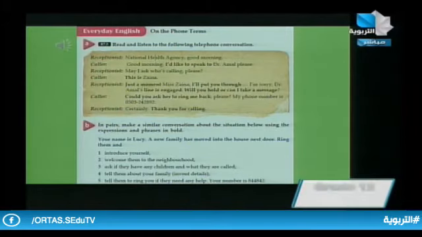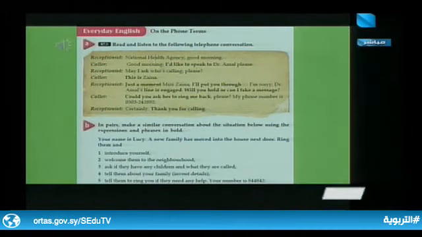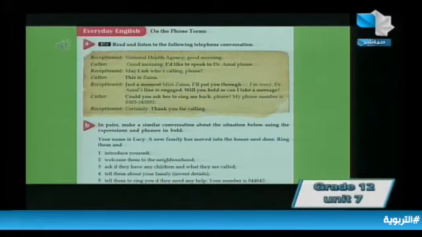Unit 7, recording 7.3. Read and listen to the following telephone conversation. National Health Agency, good morning. Good morning. I'd like to speak to Dr. Amal, please. May I ask who's calling, please? My name's Zaina. Just a moment, Miss Zaina. I'll put you through. I'm sorry, Dr. Amal's line is engaged. Will you hold, or can I take a message? Could you ask her to ring me back, please? My phone number is 0303 242 892. Certainly, I'll do that. Thank you for calling.